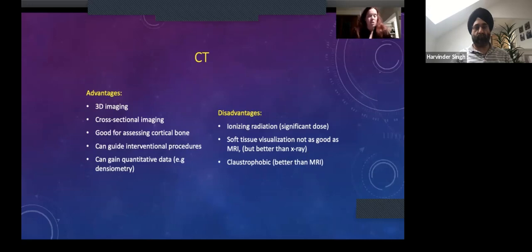The disadvantages are the ionizing radiation dose, which is significantly higher than the X-ray. It's not as good at visualizing soft tissue as an MRI, but better than an X-ray. And it can be claustrophobic, however, less so than the MR scanner.